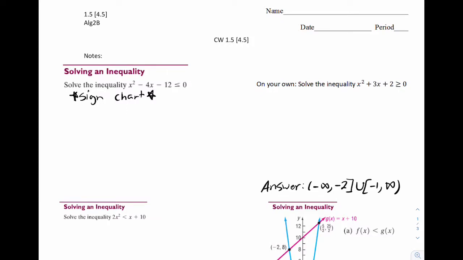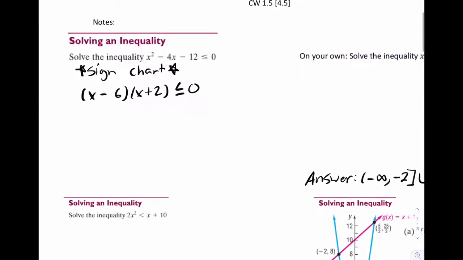Now to do this method, all we've got to do is take that quadratic and factor it. So that would be x minus 6, x plus 2, less than or equal to 0. Now what we're going to do is note where this is equal to 0. I'll write z for zeros, and the zeros are 6 and negative 2. Meaning if I plug in 6 here, you get 0. You plug in negative 2 here, you get 0.